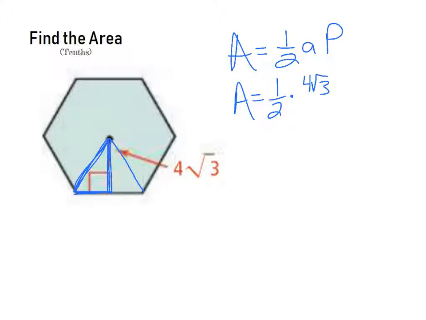I guess if I'm going decimal, I don't really have to write this as a fraction. I was going to put that over 1, but I guess I don't have to since I'm going decimal. All right, times the perimeter.